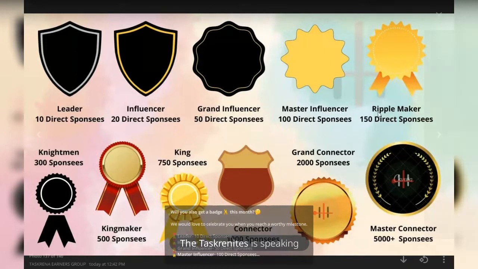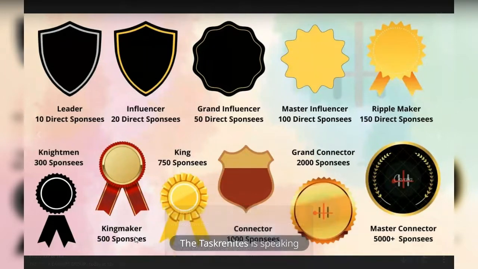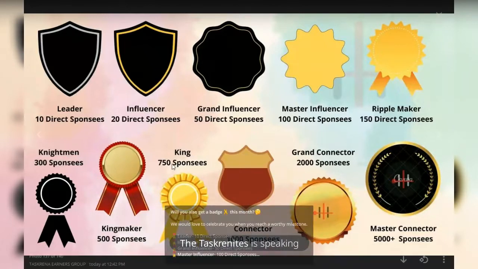When you have 150 direct sponsees, you become a ripple maker. And then, you must have at least 150 direct sponsees, and at least 150 in level 2 and level 3, making 300 sponsees, you become a nightmare. When you have 500, that is only 150 direct, and then the rest will be in your level 2 and level 3, you become a kingmaker. When you have 750 sponsees, you become the king of the project.